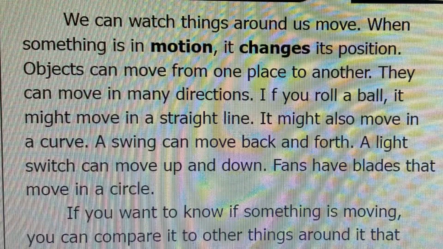We can watch things around us move. When something is in motion, it changes its position. Objects can move from one place to another. They can move in many directions. If you roll a ball, it might move in a straight line. It might also move in a curve. A swing can move back and forth. A light switch can move up and down. Fans have blades that move in a circle.